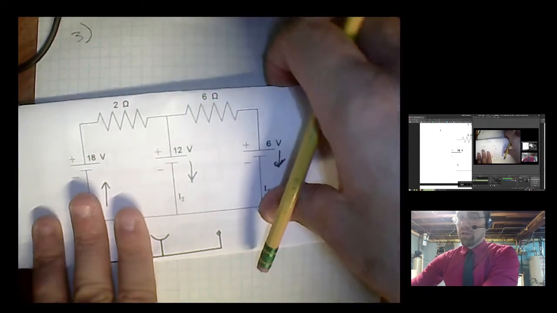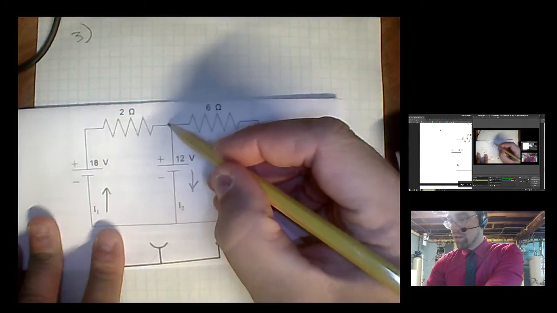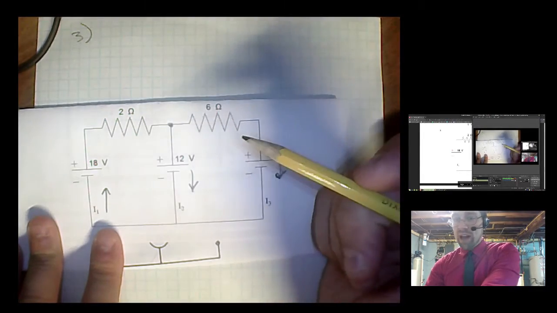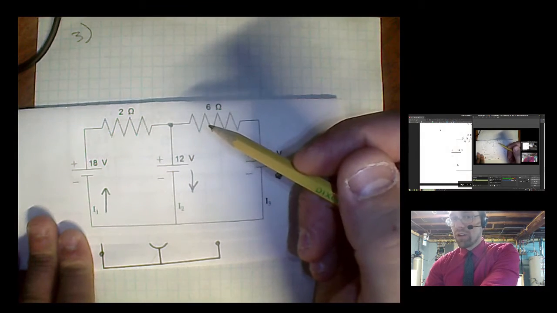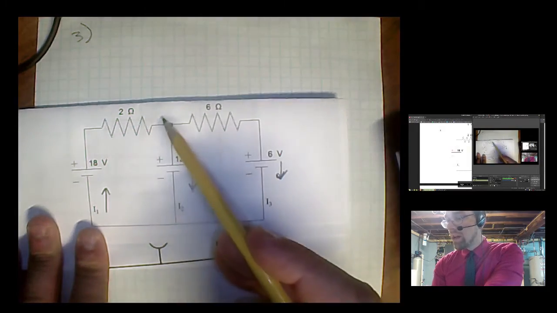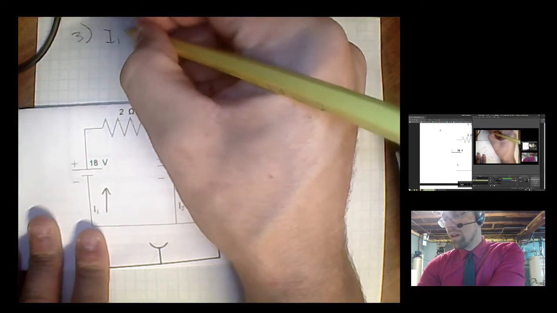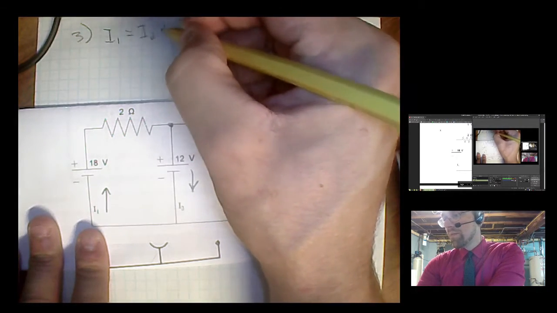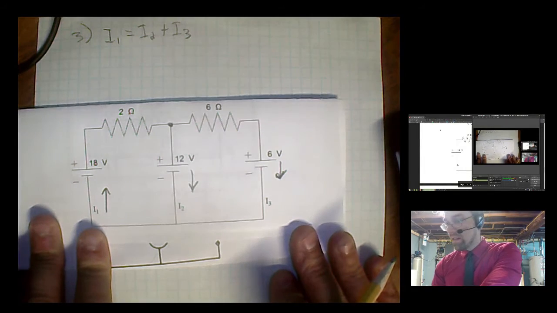Okay, so let's start with a junction rule. All 3 currents come to meet at this junction, which doesn't have to be a criteria. As long as we have one equation for each unknown, we will be okay. But why not do it there? So I see I1 coming in, I2 and I3 leave. So I1 equals I2 plus I3. Bam, we have one equation already that relates these 3.